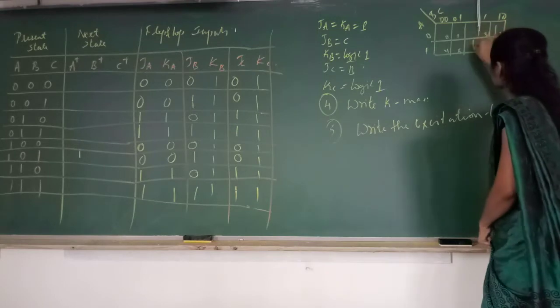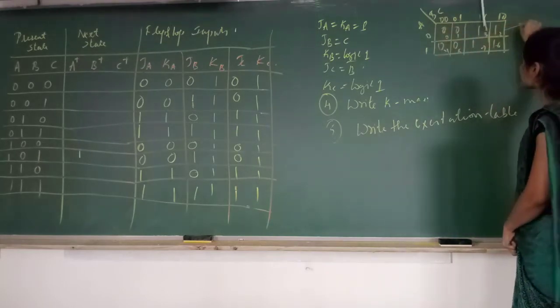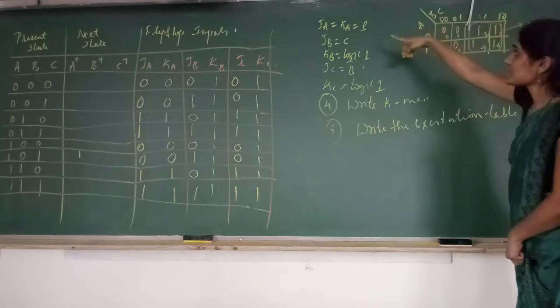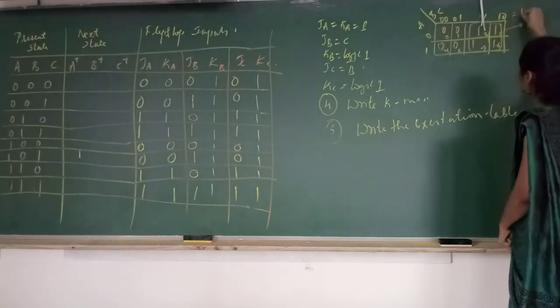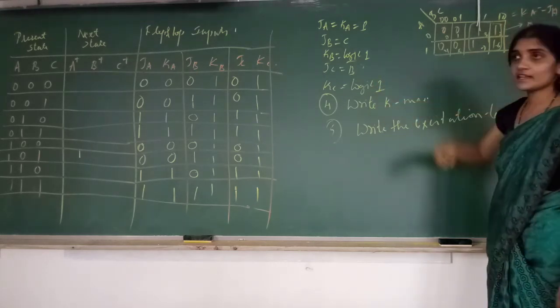So 2, 3, 6, 7. The remaining cells will take 0. Make sure when you group these, you get J as B. Yes, I am getting J as B. This will be the same for K also. J, K. Similarly, you write for JC, KC like that.